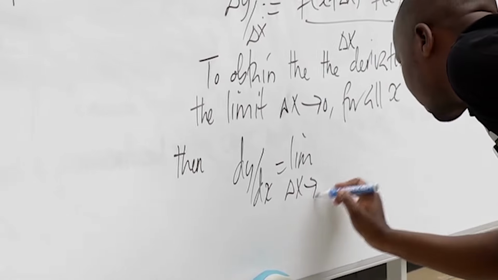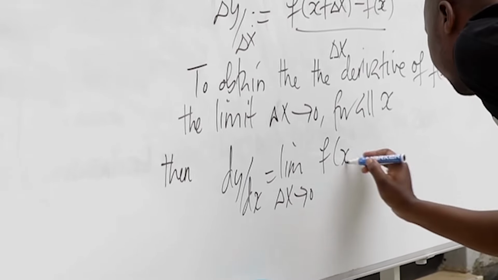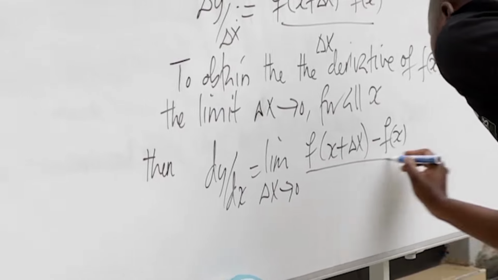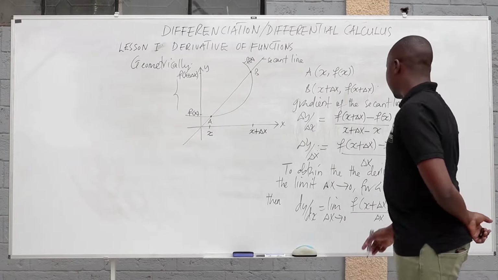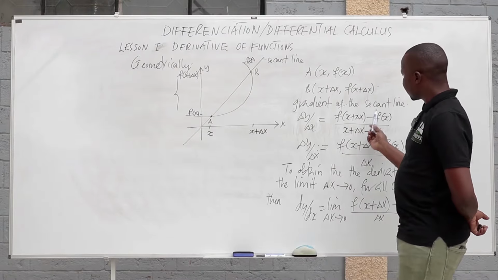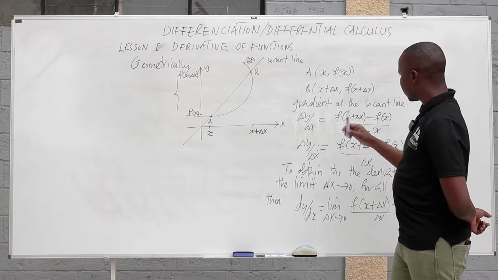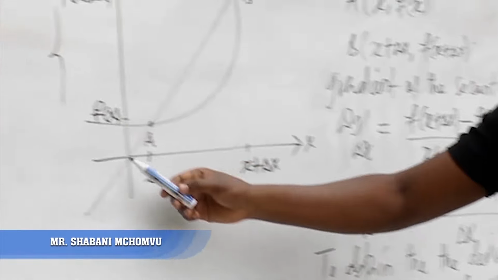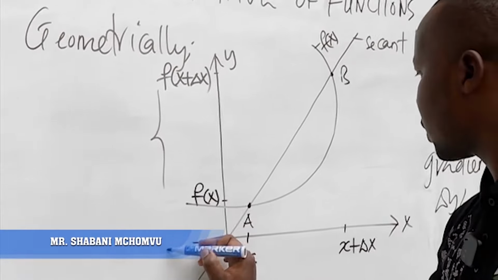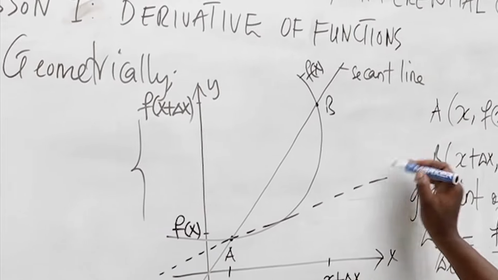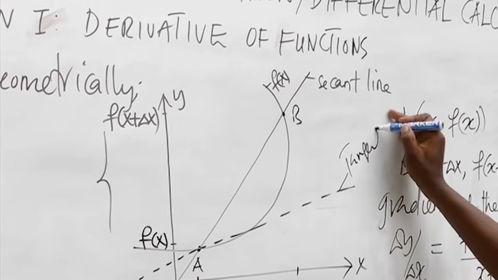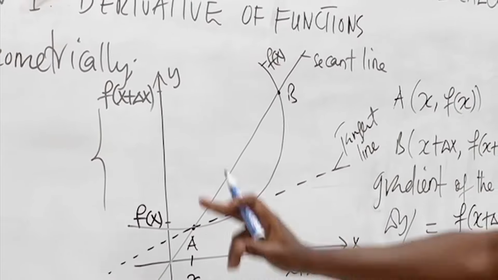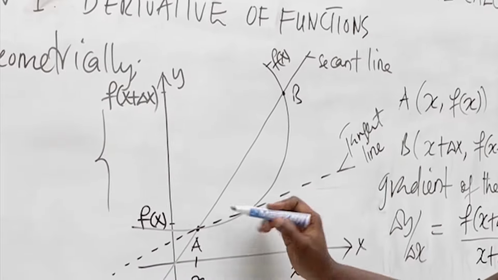the limit as change in x approaches 0 of f of x plus change in x minus the function of x over change in x. If this limit exists, it means the gradient of the second line is transformed into the derivative of the function, which will be the slope of the tangent line here. It means you'll have a new line, the tangent line, that is the approximation to the curve where we obtain the slope at an instant point, point A.